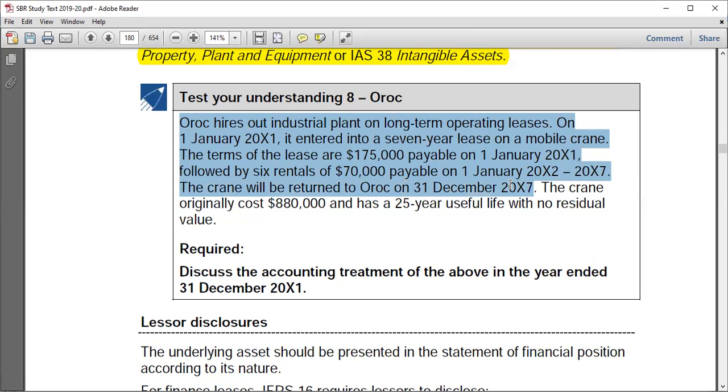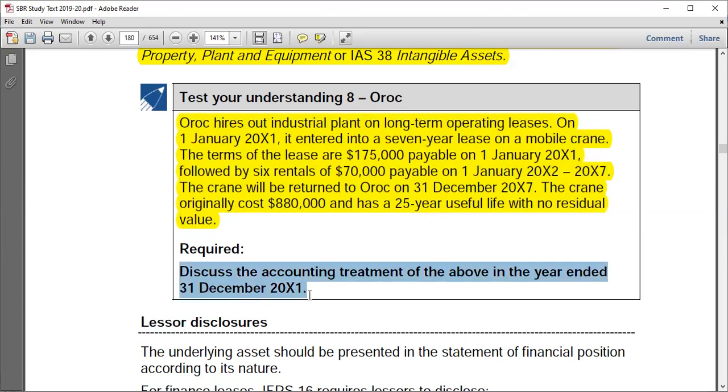Okay, no problem. Orok will receive it back. The crane originally cost $880,000 and has a 25-year life with no residual value. Originally, it cost this, right? Discuss the accounting treatment of the above in the year ended 31st December 2021. So you have the question like that.